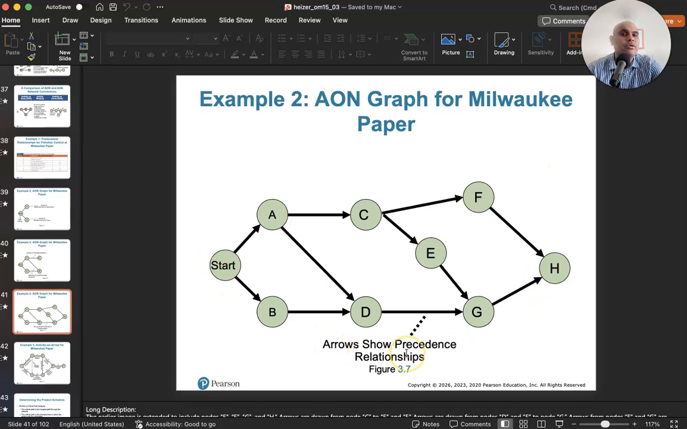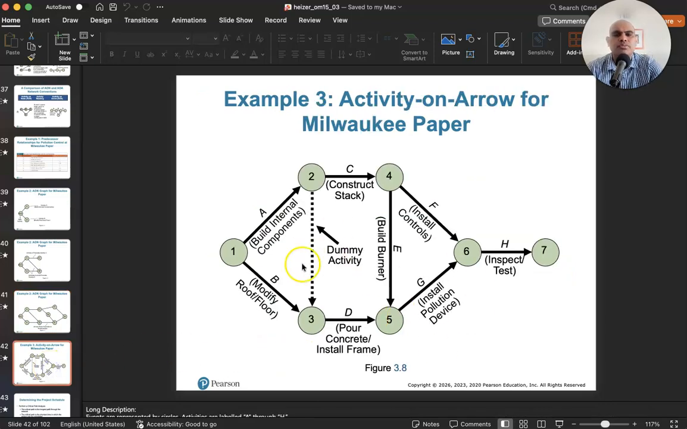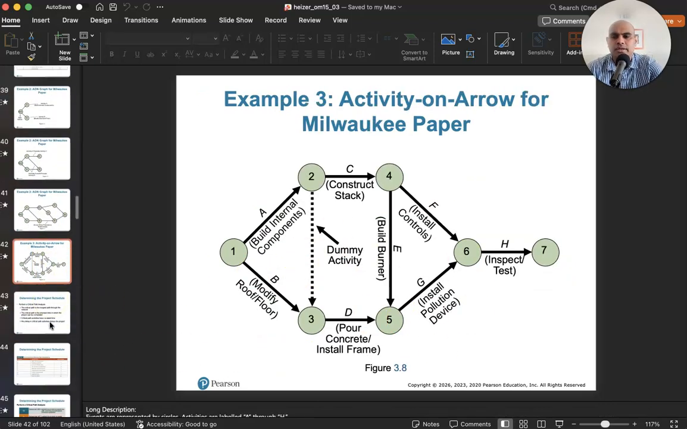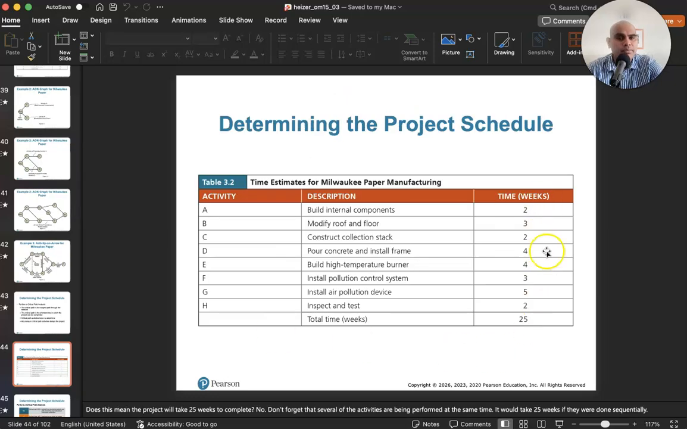And this is the network representation of the Milwaukee paper plant's project, which is to install a pollution control system, right? Now, activity on arrow, this is what it looks like, but it doesn't matter. Don't worry about that. Now, if you have time estimates, which is what we have, you can also figure out how long this project is going to take. It's not going to take 25 weeks because you're not doing all of these activities one after the other.